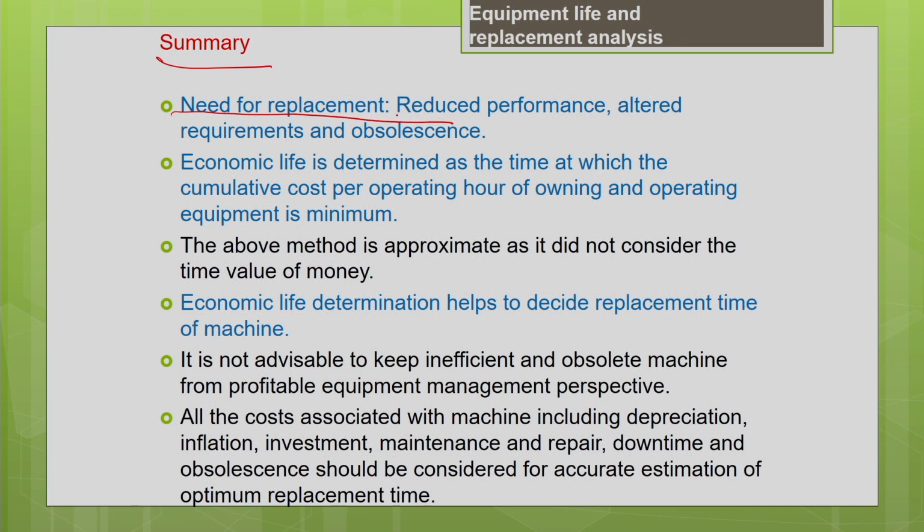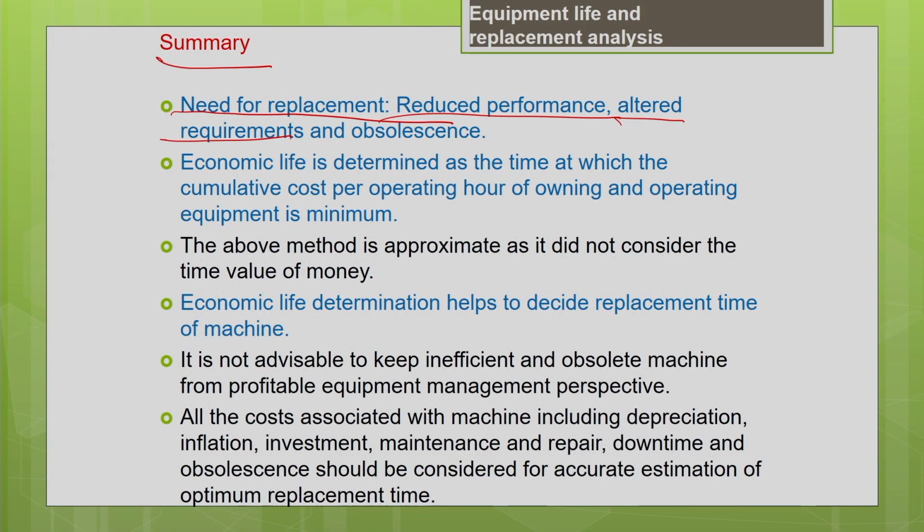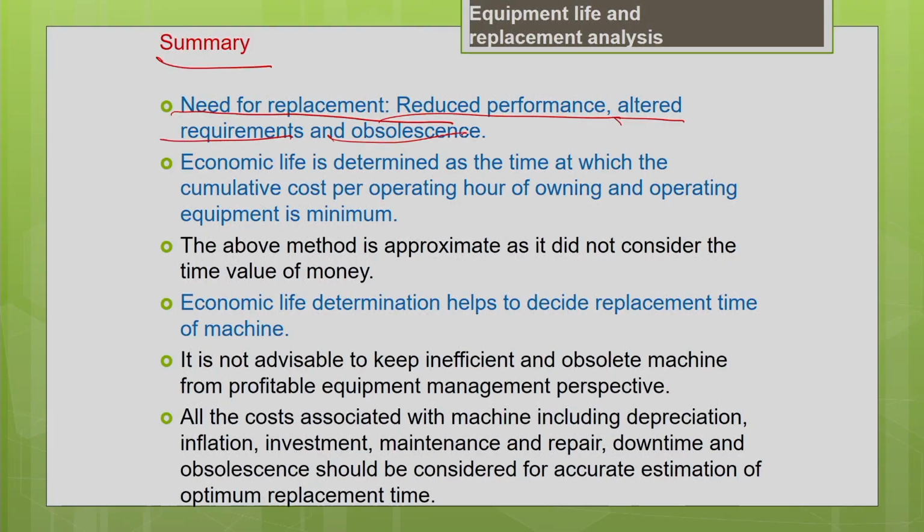Because of wear and tear, your old machine may be showing reduced performance and reduced productivity, and there may be a sudden increment in the productivity requirement at your project site. So, there may be some altered requirements. For that, you have to replace the old machine with a new machine which has better productivity. And obviously, your machine may have become obsolete because of the many competitive models available in the market. So, there are different reasons which justify the replacement of the old machine with a new machine.